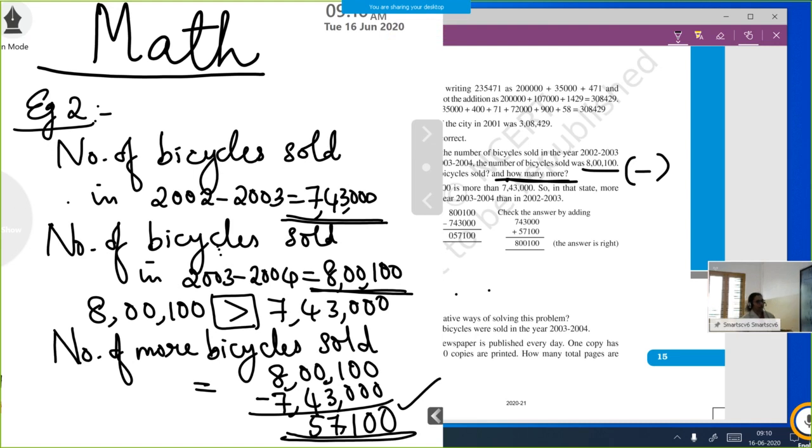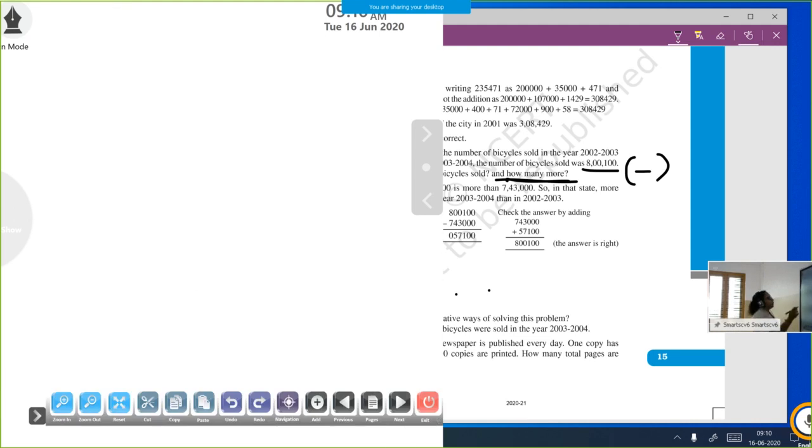Okay, so do it in the notebook. Teacher is going to the next page. Hope you all did it the proper way. So teacher is moving to the next question. Example number 3. Okay, third one. Don't write the question now. Just look at the textbook while teacher reads the question.